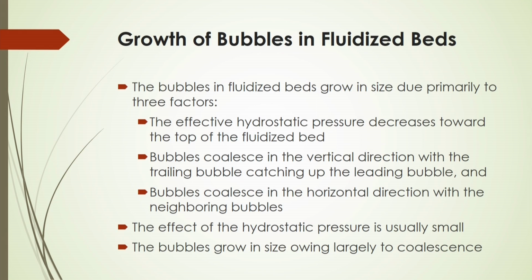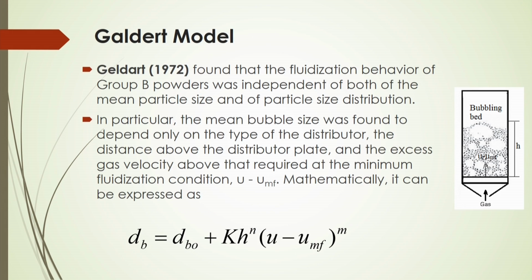So, 3 factors mainly affect the bubble growth or bubble coalescence. One is hydrostatic pressure, another is the catching up of the trailing bubbles, and then the colliding of these bubbles parallelly, or you can say horizontally. You can say the effect of hydrostatic pressure in this case is merely small, whereas the bubbles grow in size owing largely to coalescence there.